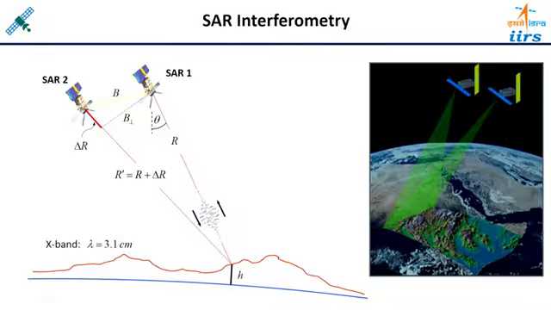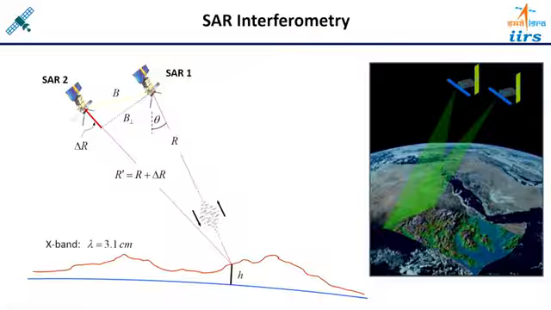Here you can see the live examples, like two satellites are acquiring the same images, and if you are combining both of them, or superimposing both the signals, then you can generate the actual topography, or you can say the DEM can be generated by these two SAR images. So this is the basic principle of SAR interferometry.